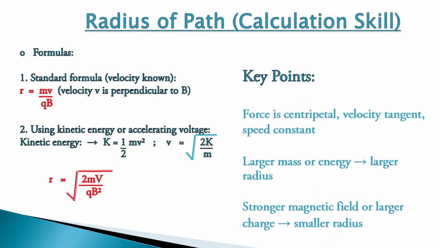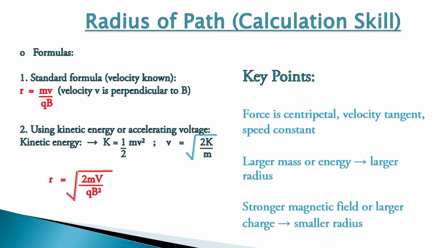Here, K is the kinetic energy, m is the mass, q is the charge, and B is the magnetic field strength. In practical situations, a particle is often accelerated through a potential difference. Its kinetic energy K equals qV. Substituting this into the previous formula gives R equals square root of 2mV over qB squared. Here, V is the accelerating potential, m is the mass, q is the charge, and B is the magnetic field.